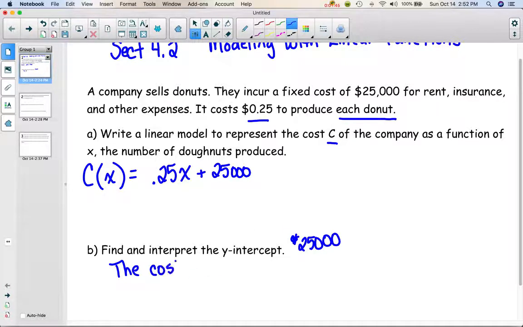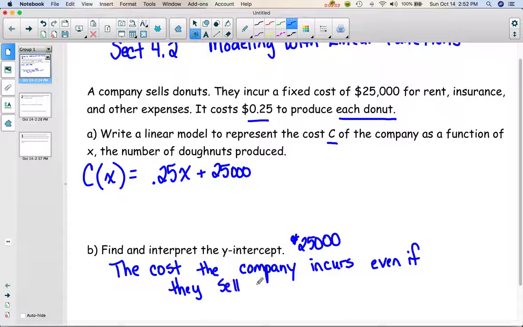The cost the company incurs even if they sell 0 donuts. That's a fixed cost. That means it's going to cost this amount no matter what, to pay the rent, the insurance, probably to pay their employees. So even without selling any donuts, it costs that amount. That's what the Y-intercept represents in this problem.